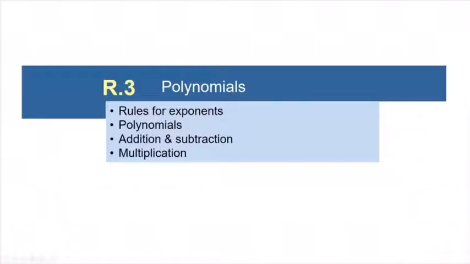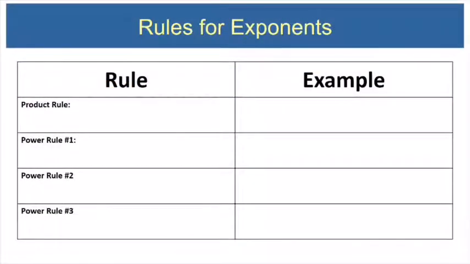So let's get started here in section R3 of your textbook. This is titled Polynomials, but it's really for us mostly a review of the exponent rules, and we also will review a little bit about how to add and subtract polynomials and how to multiply polynomials. Here we go. So first, like I said, we want to review our exponent rules a little bit. We're going to just pick up the first four exponent rules here, and you'll see the rest of the exponent rules in a later video.